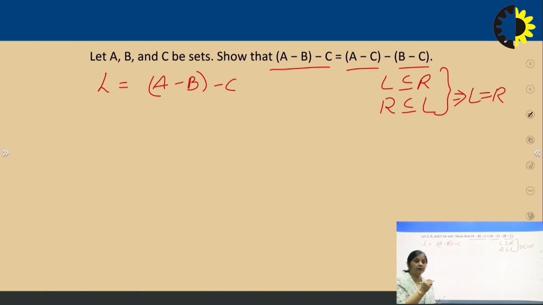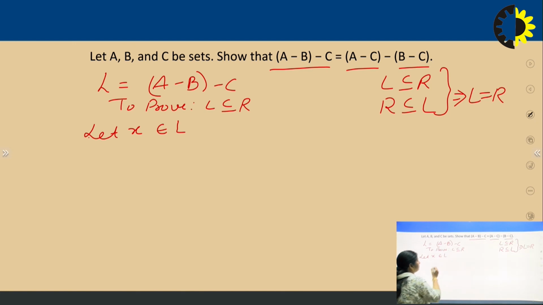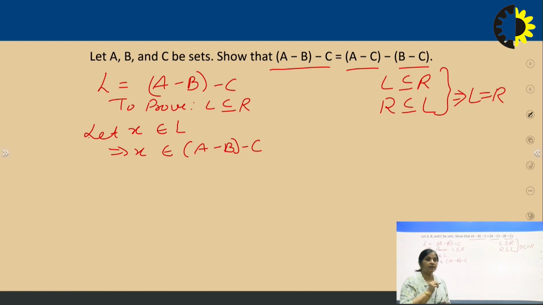So I am taking here the first proof, that is L is a subset of R. To prove that, I will take any element from L and show that it is present in R. So let me take an element x that belongs to L. When x belongs to L, it means x belongs to the left hand side, that is x belongs to A minus (B minus C). We are given three sets A, B, C.